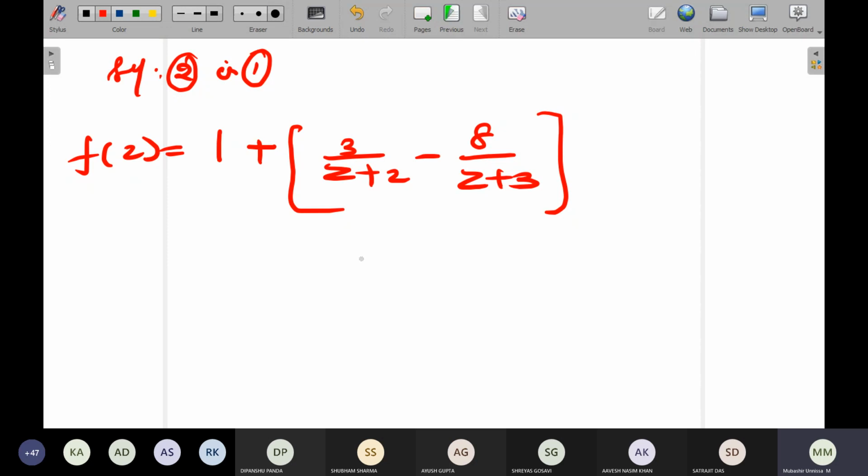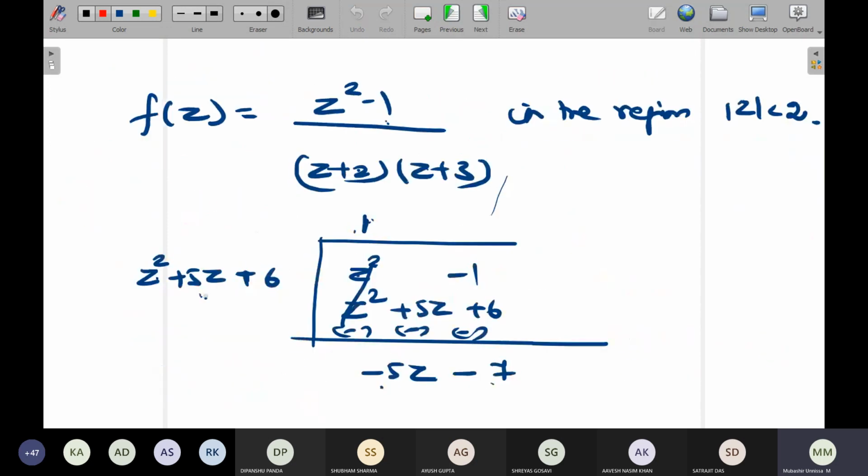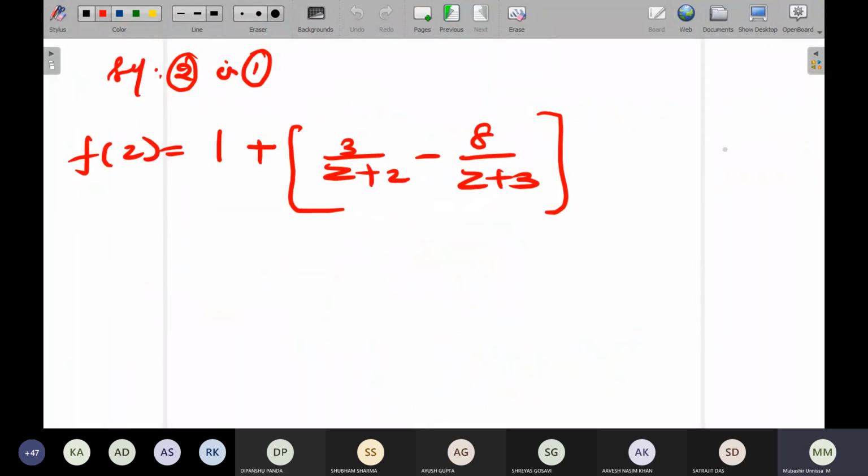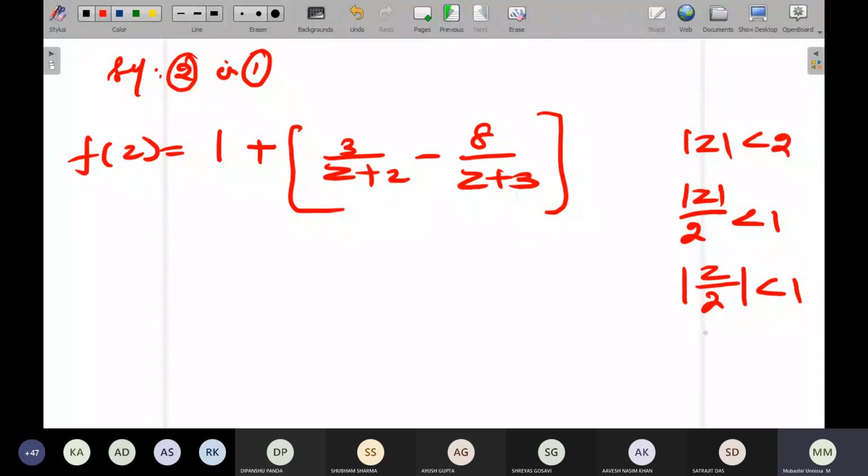My aim is to expand using the Taylor series expansion. What is given? It is given in the problem mod z is less than 2. So whenever you have mod z less than 2, I can write mod z by 2 is less than 1. Can anyone tell me what will be mod of z by 3? Just give some value for z. Take the value of mod z as less than 2. And what will be mod z by 3?